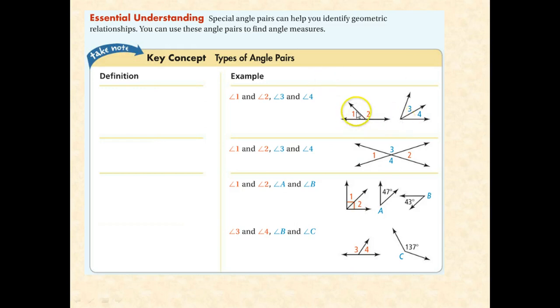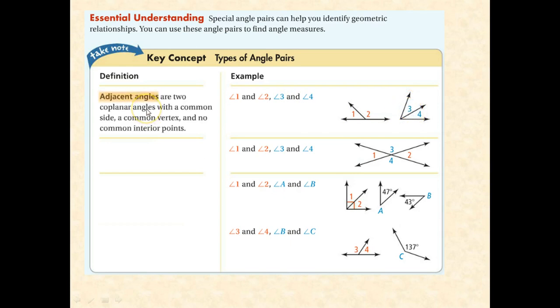Look over here. Look at these guys. Angle 1 and angle 2. How are these guys related? Angle 3 and angle 4. How are these guys related? These are called adjacent angles. They're two coplanar angles with a common side, a common vertex, and no common interior points.